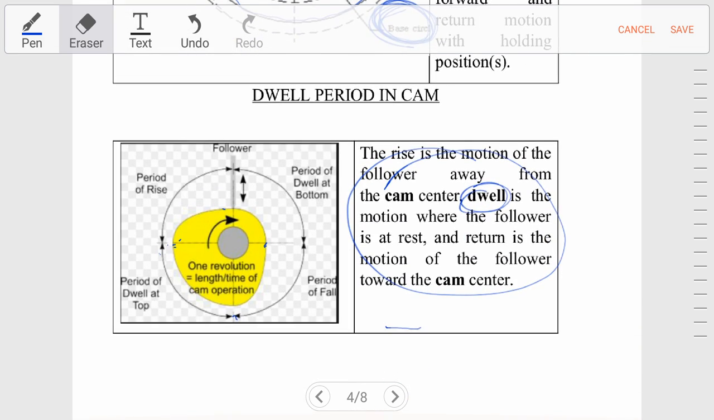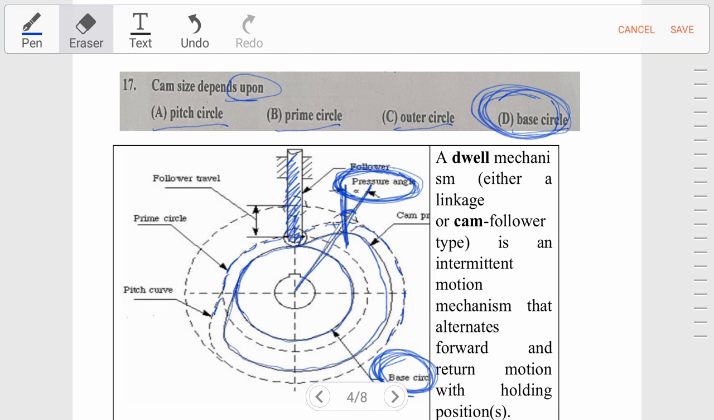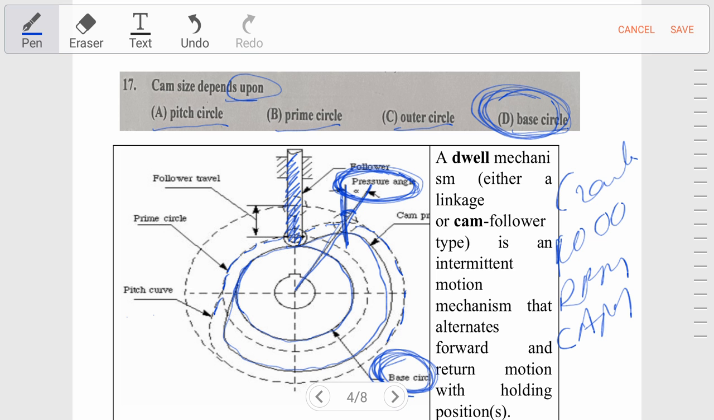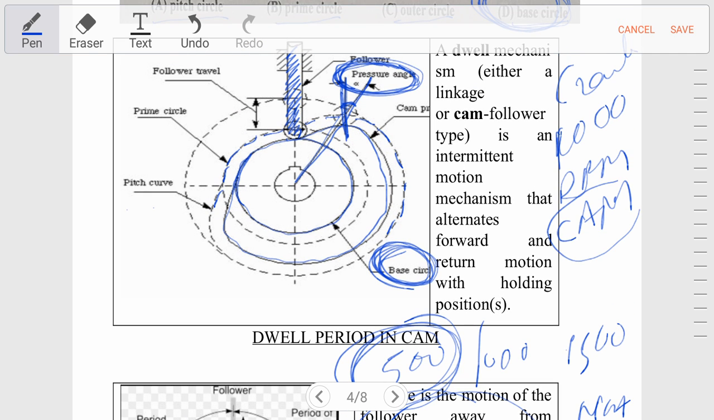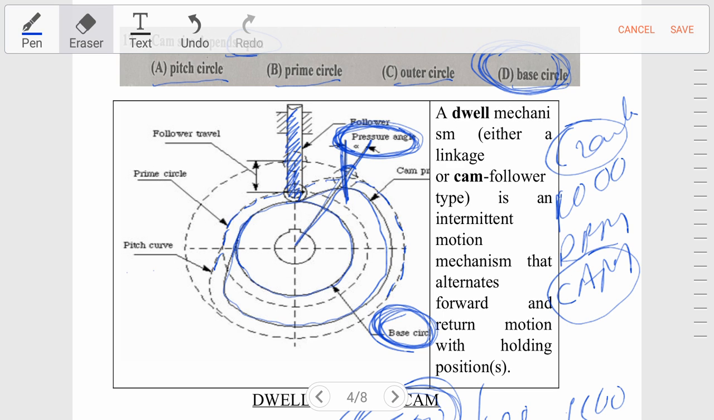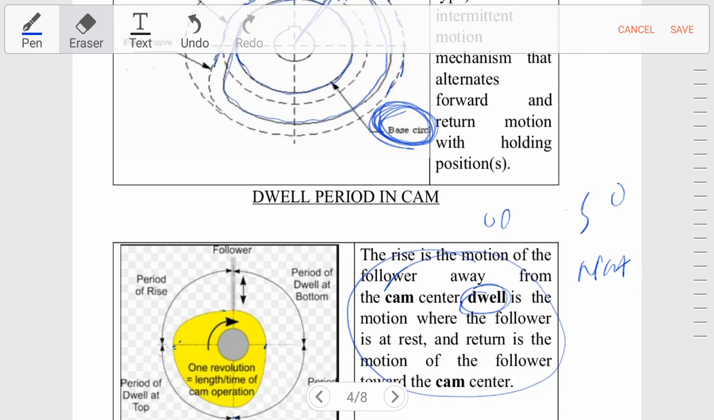Now another MCQ from cam, from automobile side. In automobile there is a crank shaft and also cam which is connected with crank. So if somebody asks that the RPM of crank shaft is 1000, so the RPM of cam should be, the options are 500, 1000, 1500 and none of the above. So our answer should be 500. Remember, cam speed is half of crankshaft speed. Okay, so remember this difference. Now let's move to the next details.